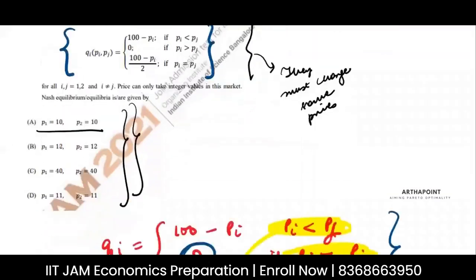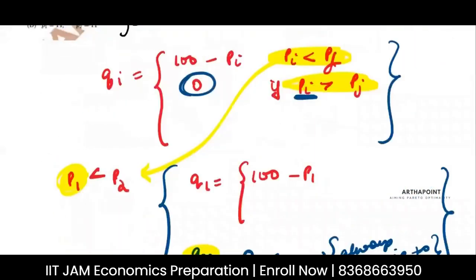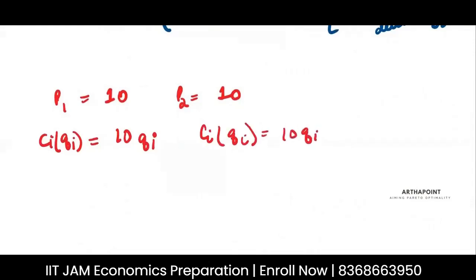Let's consider first point. Point first is saying that price charged by firm 1 is 10, price charged by firm 2 is 10. What is the cost function given to us? Firm 1 has a cost equal to 10 Q1. Firm 2 also has a cost equal to 10 Q2. Right? So, firm 1's cost can be 10 Q1 and firm 2's cost can be 10 Q2. Okay.